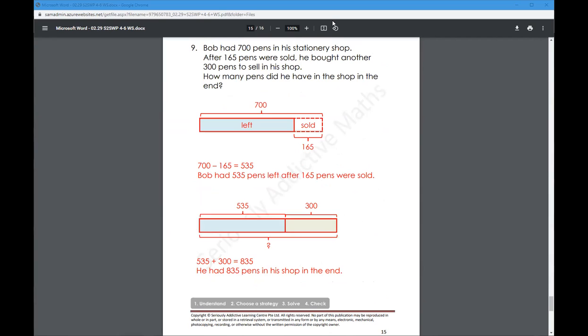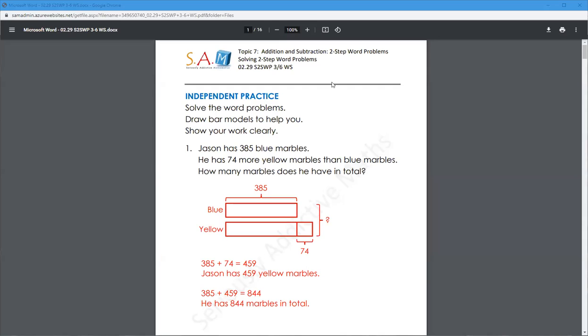Then we can move on to the next booklet. Now we are going back to the second booklet, which is 3.6.